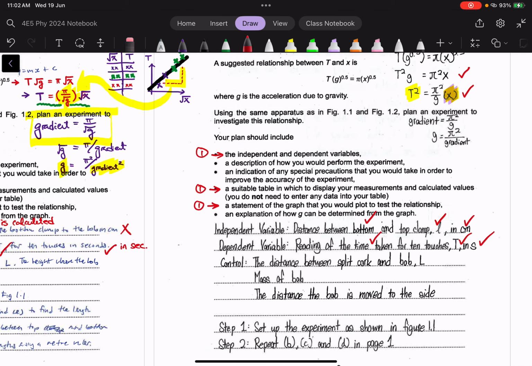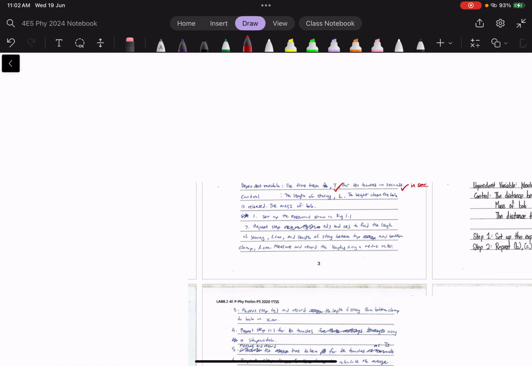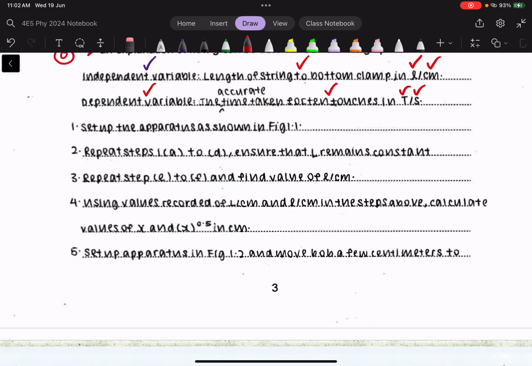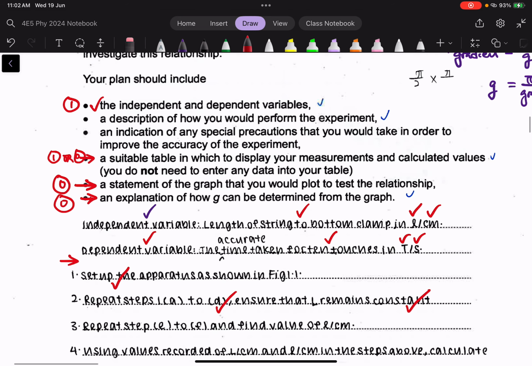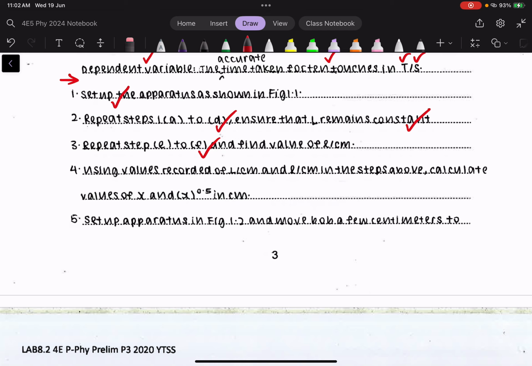So now let's look at the perfection. I look at the nitty-gritty, right? So let's go back to the first girl. The setup step: repeat certain step to ensure L remains constant. Since the question didn't demand the list of constants, you skip it, it's fine. I will not penalize you. Repeat certain step to get the value of L. Unfortunately, this one is not allowed.